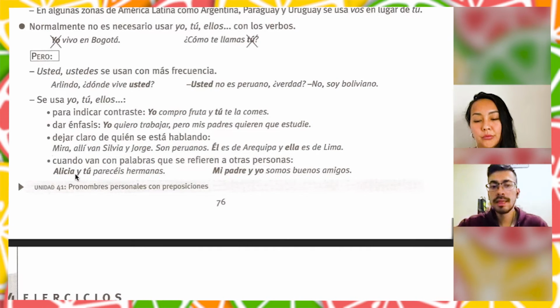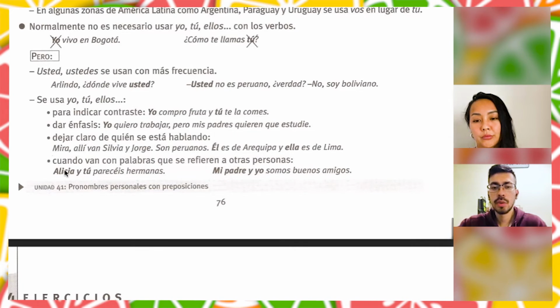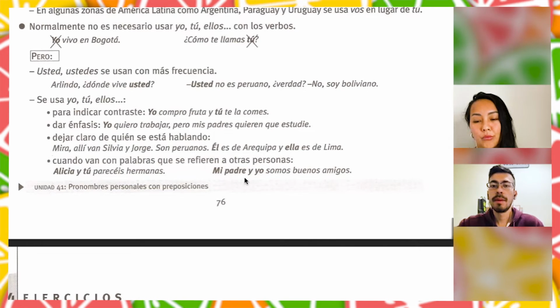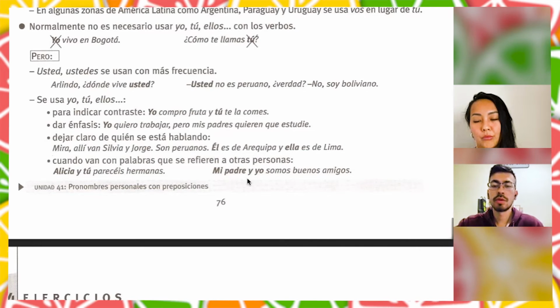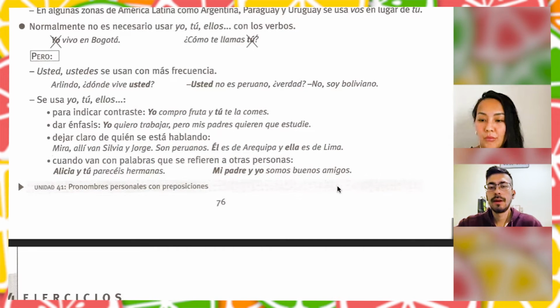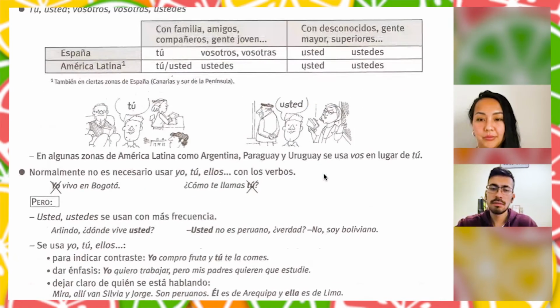For example, Alicia y tú parecéis hermanas. Alicia and you seem like sisters. Or mi padre y yo somos buenos amigos. My father and I, we are very good friends. So I think it's very easy.